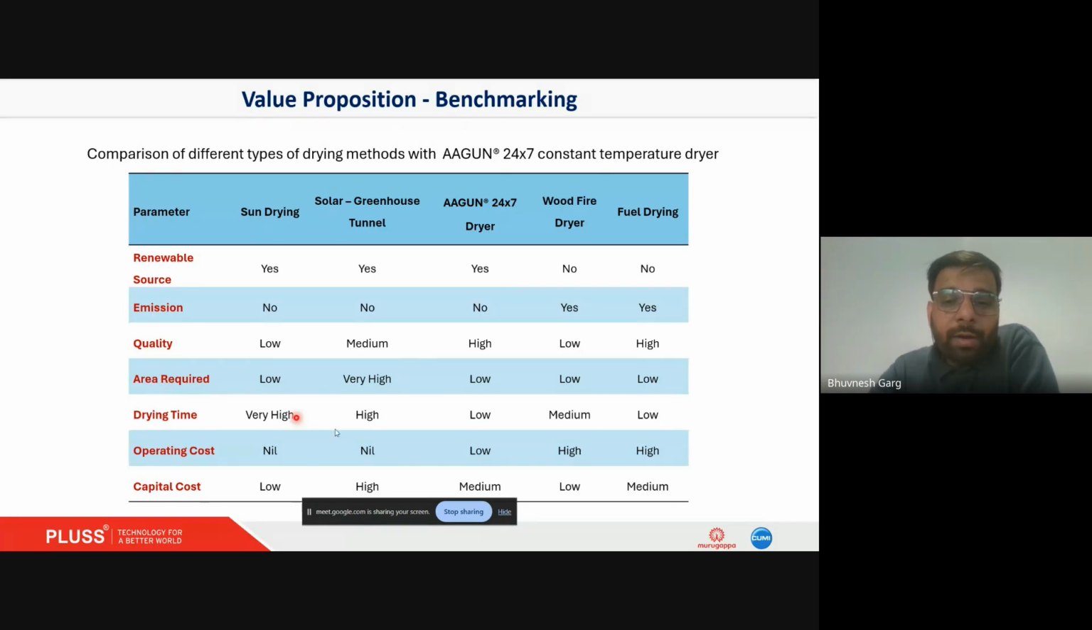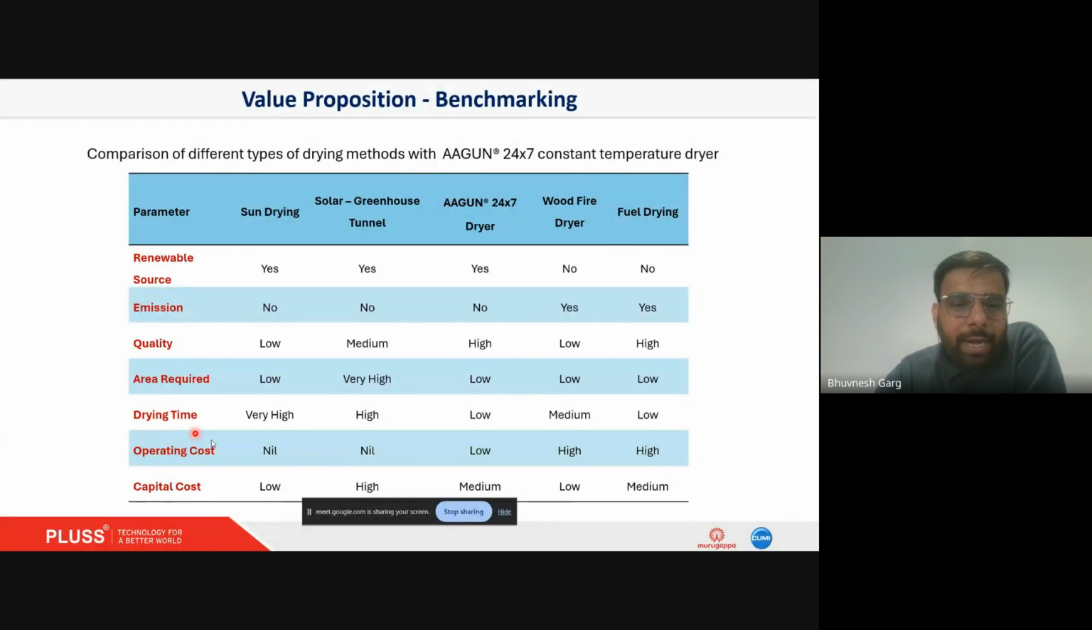The area required is quite low in argon dryer, and in other greenhouse, definitely it is going to be very high. Sun drying, it is low, because whatever space you have, you can just spread your food produce according to your requirements. And the other also is very low, because the surface area contact required for these solutions is very less, because the heat content is very high, heat density is very high.